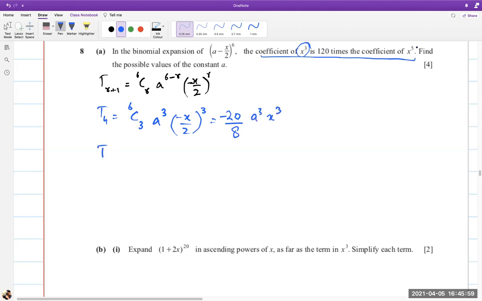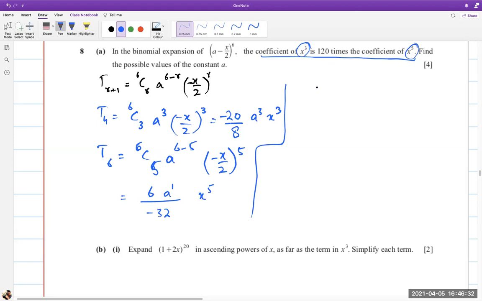Second, I need the term with x power 5, so that is term number 6. So 6c6, sorry, 6c5 a to the power 6 minus 5 minus x over 2 to the power 5 leaves me with 6c5. What is that? 6? Can you confirm? Yes, sir. Yes. So 6a power 1 over minus 32 x power 5. Now it's telling me that x cube's coefficient, which is minus 20 over 8 a cube, is 120 times x power 5's coefficient, which is 6a over 32.